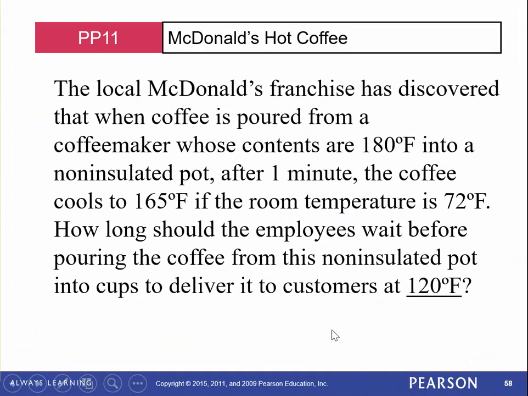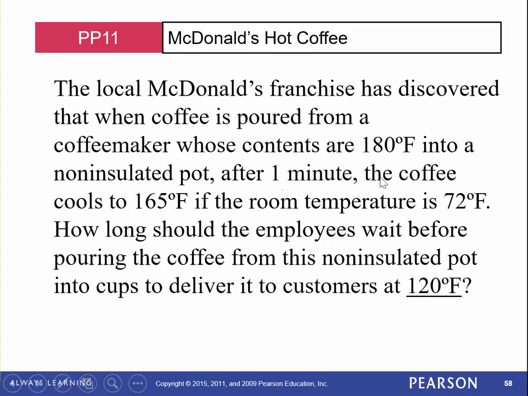So let's see where we're at here. The local McDonald's franchise has discovered that when coffee is poured from a coffee maker whose contents are 180 degrees Fahrenheit into a non-insulated pot, after 1 minute the coffee cools to 165, if the room temperature is 72. How long should the employees wait before pouring the coffee from this non-insulated pot into cups to deliver to customers at 120 degrees, which is required by law? It has to be 120 degrees Fahrenheit when delivered to customers. So let's plug all these values in here. It's 180 degrees when it comes out.